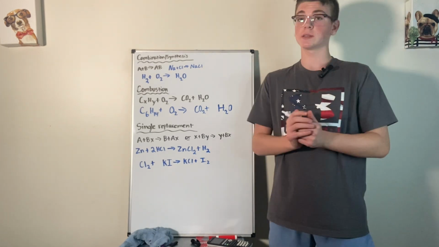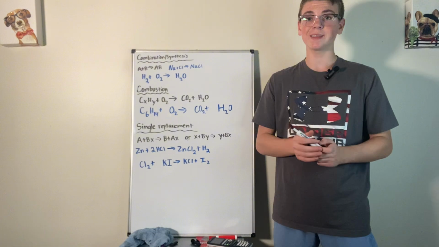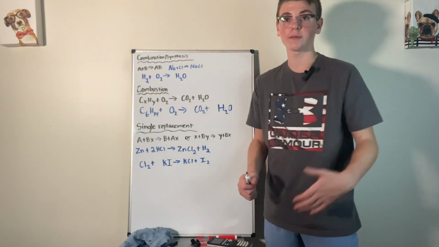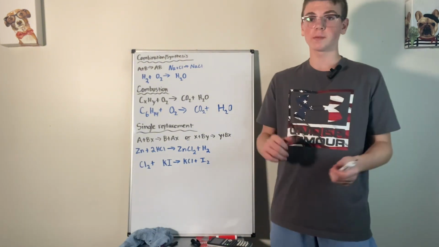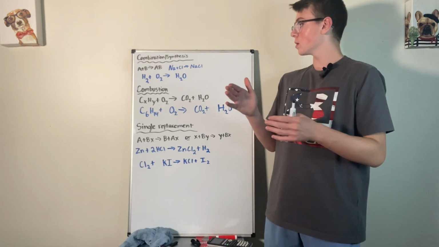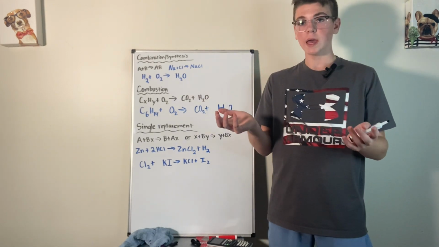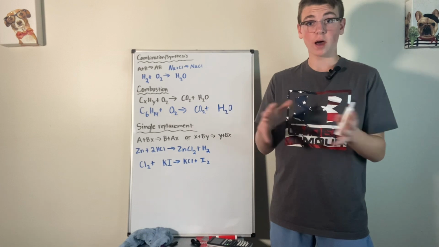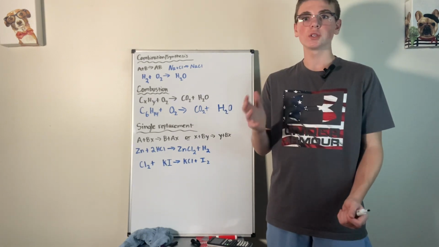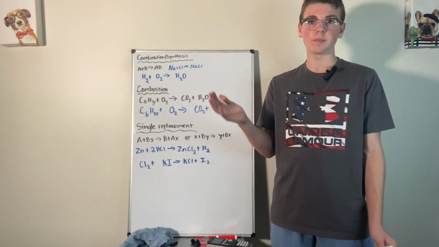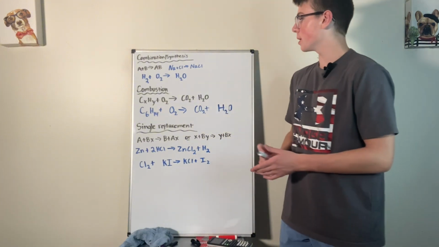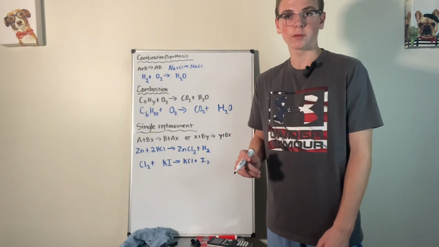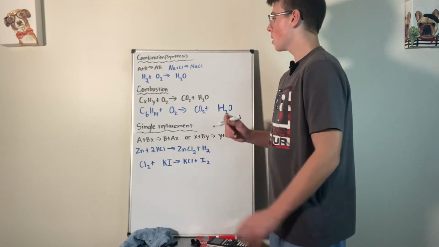First is combination and synthesis. This is a simple one. Synthesis means the putting together of two things. So our formula for this is A plus B yields AB. And A and B could both be compounds in themselves. Sodium hydroxide could be A and B could be something else. But we're just doing simple ones that don't have compounds in them.